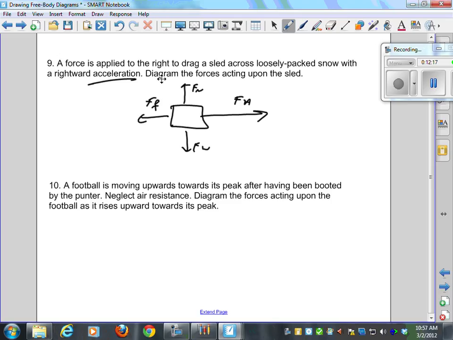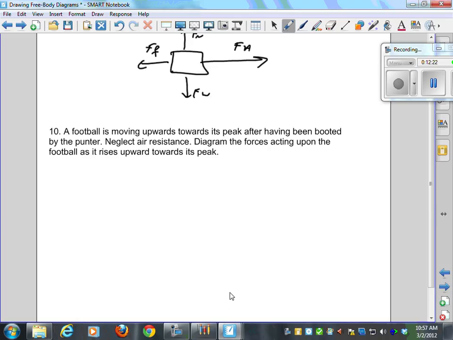Now, number 10 is the one that always causes some discussion. The football is moving upwards towards peak after having been booted by the punter. Neglect air resistance. Diagram the force acting upon the football as it rises upward towards peak. Weight force. And nothing else. After having been booted, the ball is in the air. How is my foot applying a force to the ball?